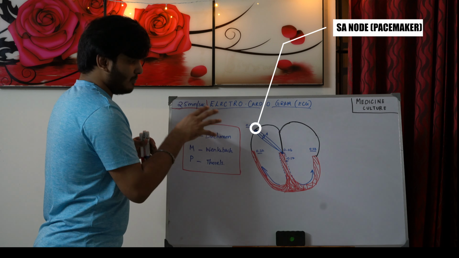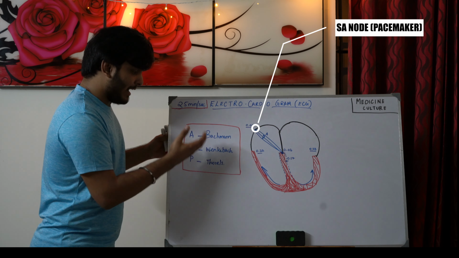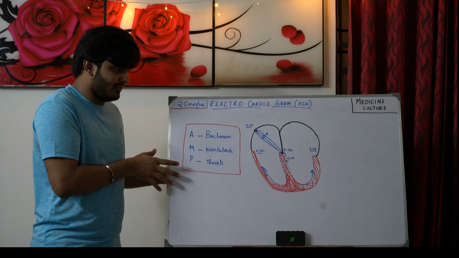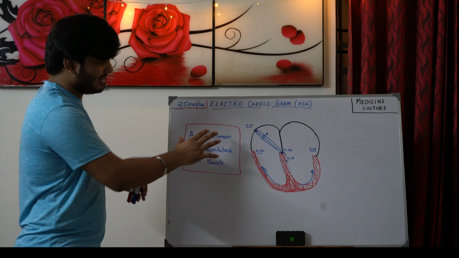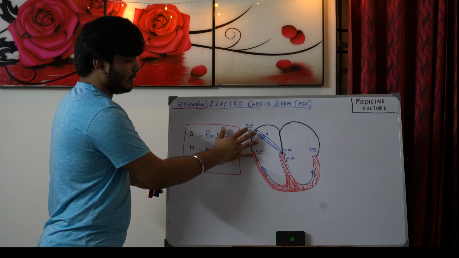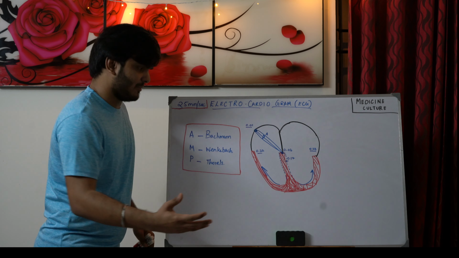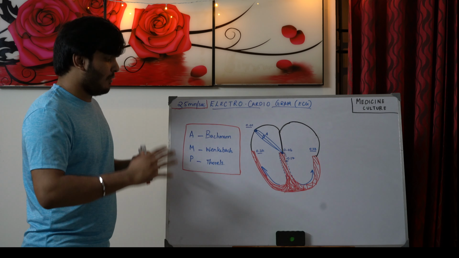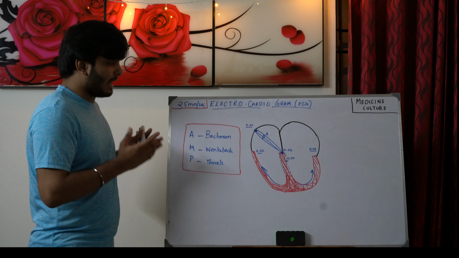It travels through three bundles, that is the Bachmann, Wenckebach and Thorel bundles. It travels through these three bundles and it reaches the AV node. So see the time difference that it takes, from 0.01 second to 0.06 second. So it travels from the SA node to the AV node with the help of three bundles, Bachmann, Wenckebach and Thorel.